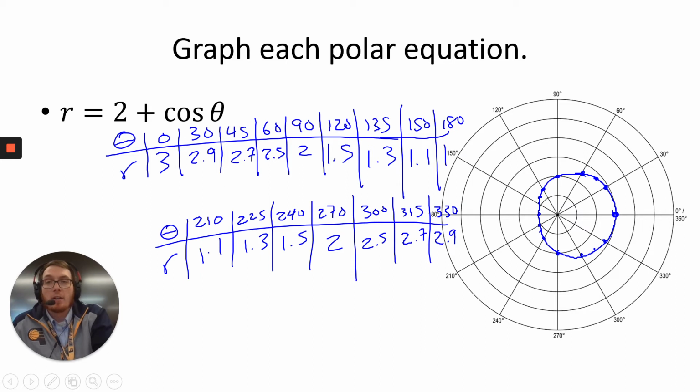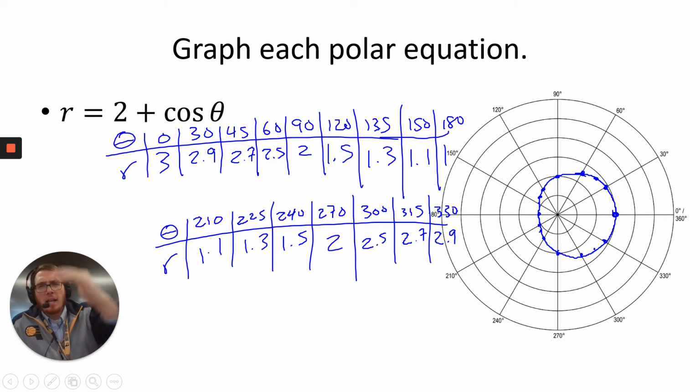We plug in the theta value, find r. So I just plugged in all these numbers. I plugged in 0, 30, 45, 60, and then all of their multiples going all the way around the circle one time. And then I get answers of 3, 2.9, etc. What you'll notice here is that this goes 3, 2.9, and so on, all the way to 1.1 and 1. And then there's probably a pattern to it.